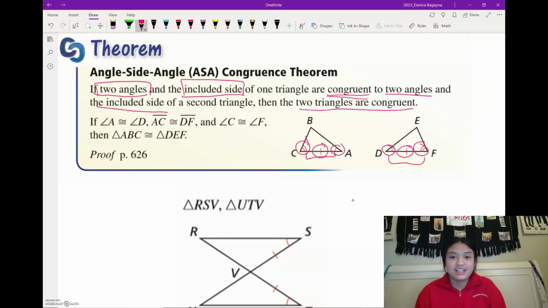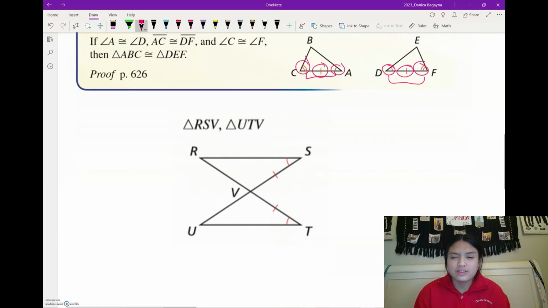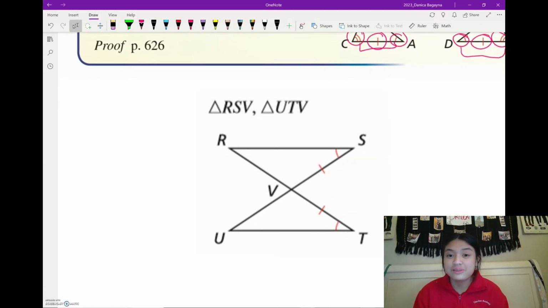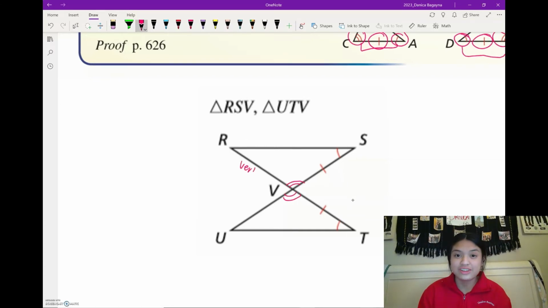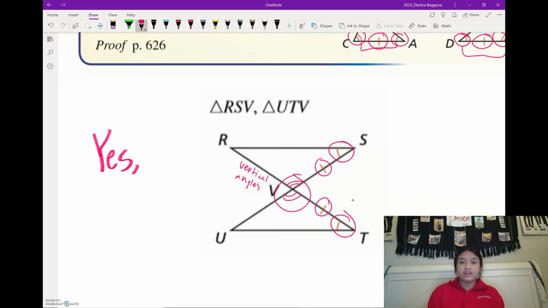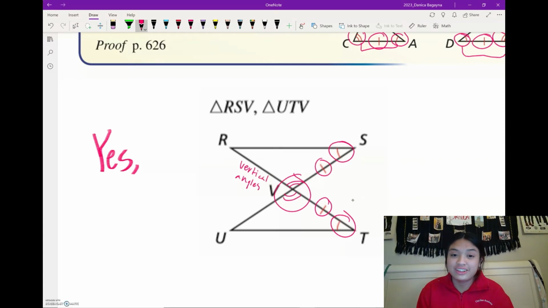Okay, now for this example. Here we have two triangles. Wait, only two things are marked. It's okay, because we know that these two angles are congruent because they are vertical angles. So this angle is congruent to that one. This side is equal to this one, and that angle is congruent to this one, but which theorem? Since the sides that are congruent are in between the angles that are equal, these triangles are congruent due to the angle-side-angle theorem.